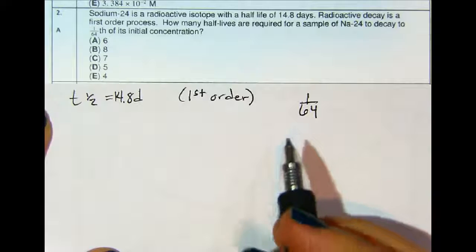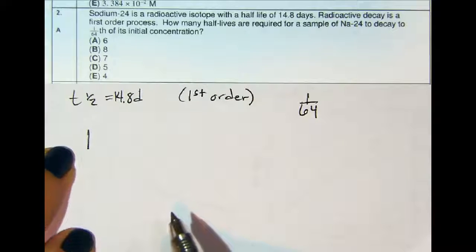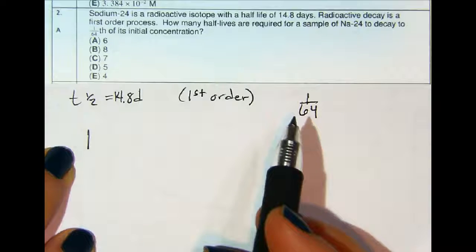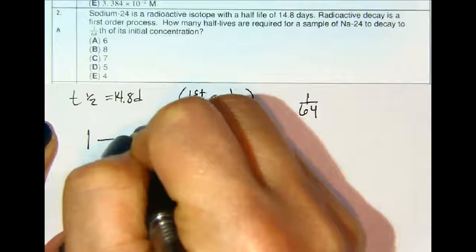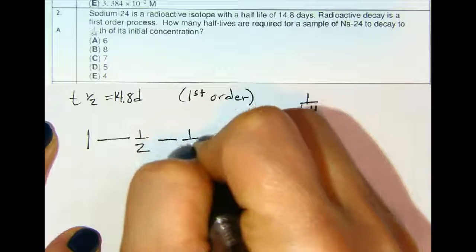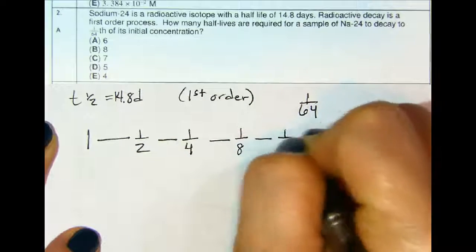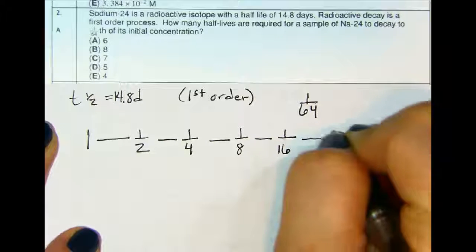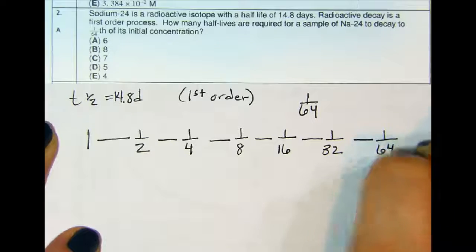So really we just need to know if I had a whole amount of sodium-24, how many times does it cut in half before it becomes 1/64th its initial concentration? Well, if I cut it in half one time, I'll have half as much. Cut that in half, I'll have 1/4. Cut that in half, I'll have 1/8. Cut that in half, I'll have 1/16. Cut that in half, 1/32. And cut that in half, I'll have 1/64th.